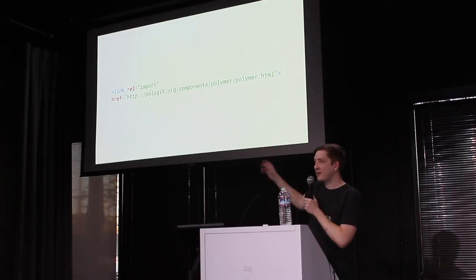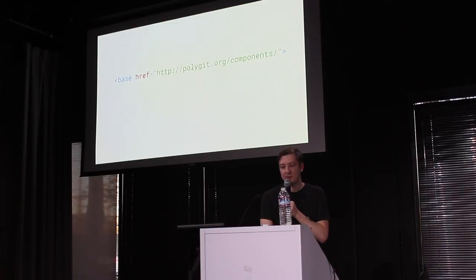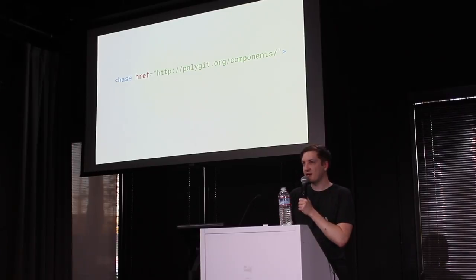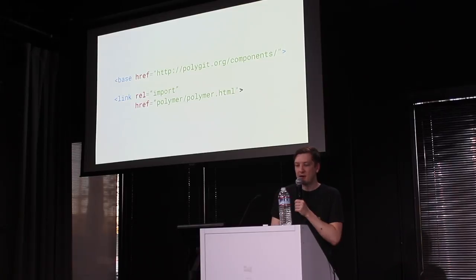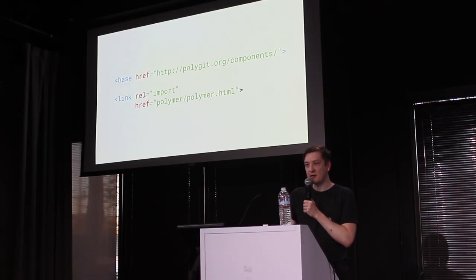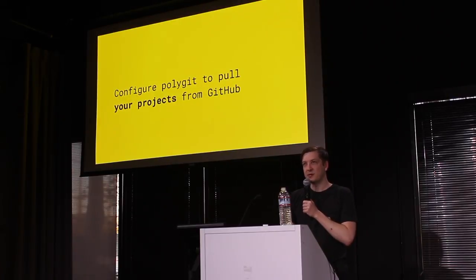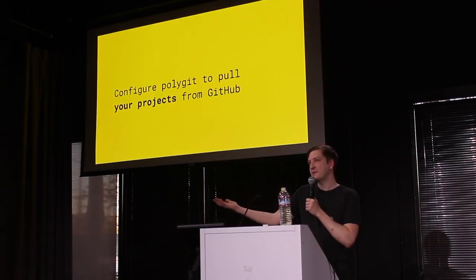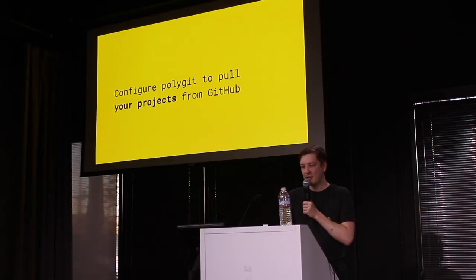Using a super long URL like that might get very tedious. And so what we recommend is that you actually put it into a base tag, and then you just do relative imports for everything thereafter. The nice thing about Polygit is that since it's using GitHub's raw git CDN, you can also configure it to pull in your own projects or anything else that's on GitHub, which is really interesting.